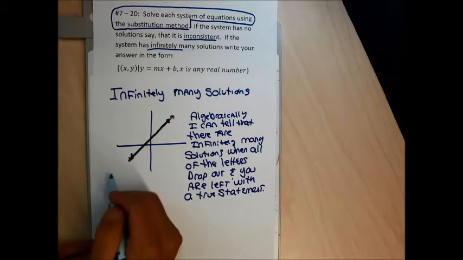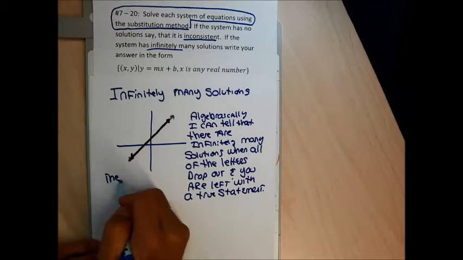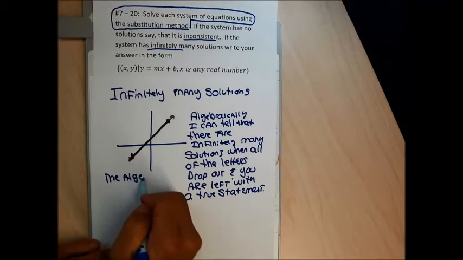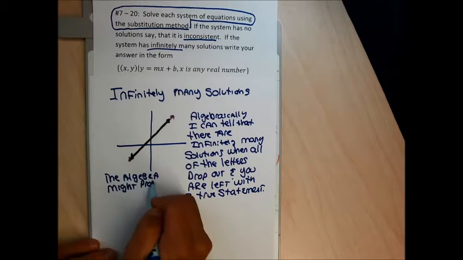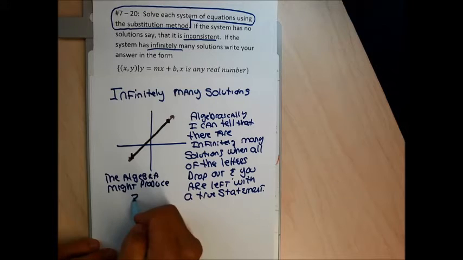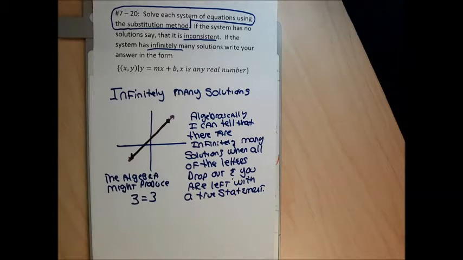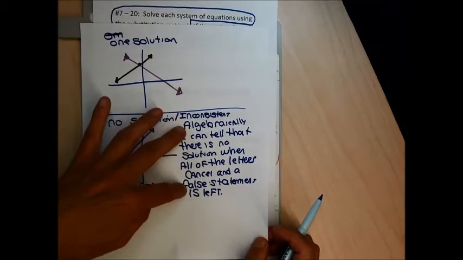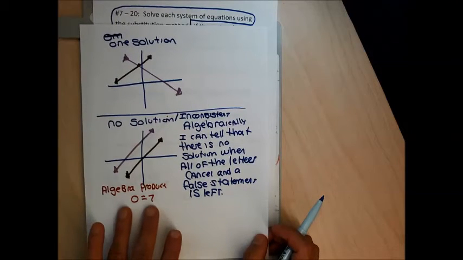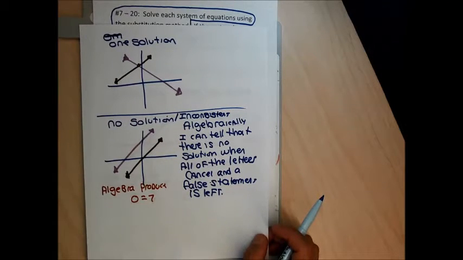For example, the algebra might produce something like 3 equal to 3. All the letters drop out, but on either side of the equal sign you have the same number, whereas it's inconsistent when the letters drop out and you're left with numbers that don't equal each other on either side of the equal sign.